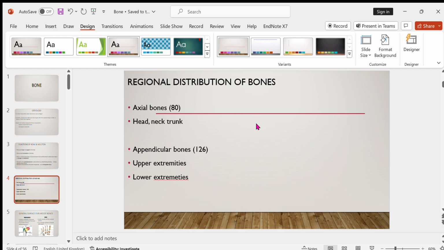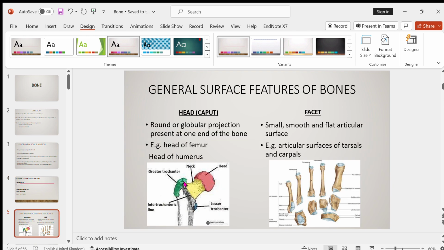The regional distribution of bones is that there is an axial skeleton and an appendicular skeleton. The axial skeleton is in the axis of the body, that is the head, the neck, and the trunk. The appendicular bones are the bones of the upper limb and the lower limb. Now we'll discuss briefly the general features of bones.